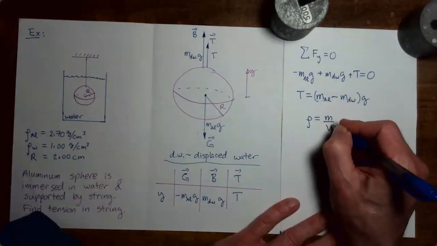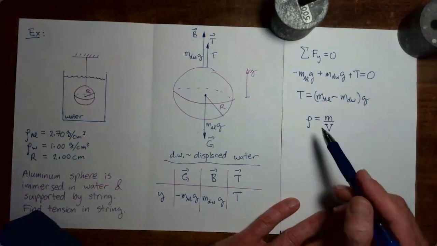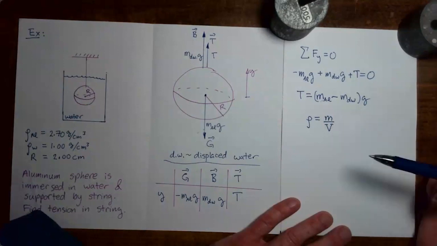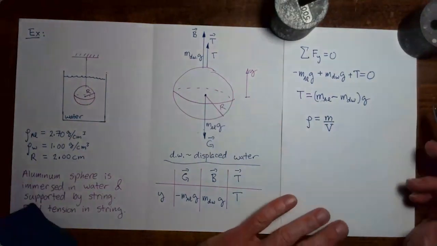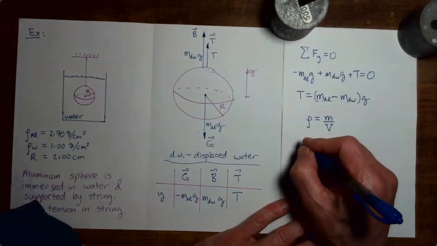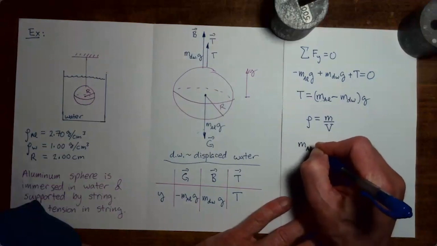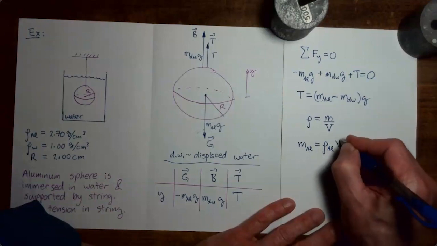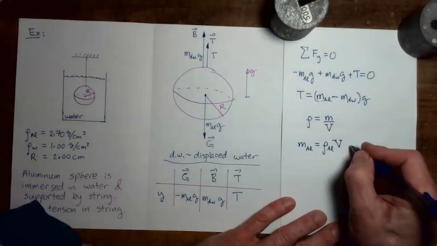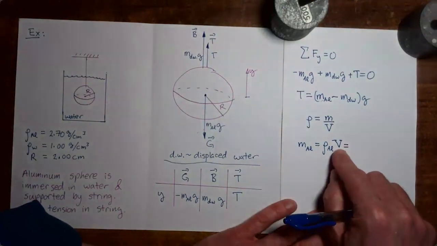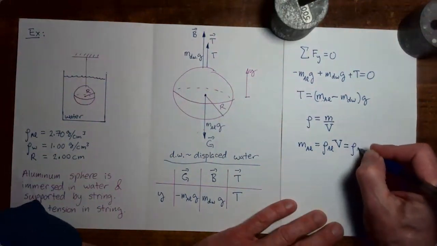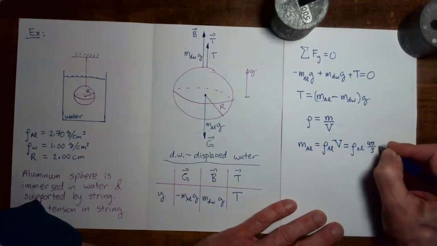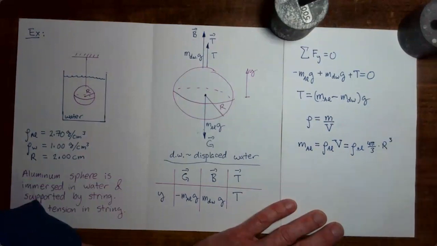Here, we can use something which we learned earlier in the module, which is that the density of an object is defined as the mass of the object divided by the volume which it occupies. So using this, we can say that the mass of the aluminum sphere is equal to the density of aluminum multiplied by the volume of the sphere. Here we need the formula for the volume of the sphere. The volume of a sphere is 4 pi over 3 multiplied by the radius of the sphere cubed.